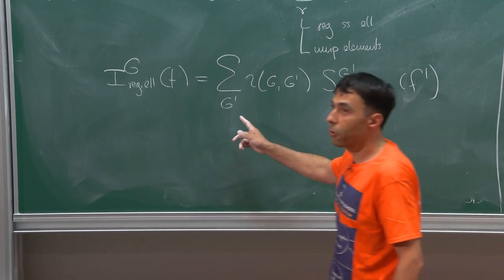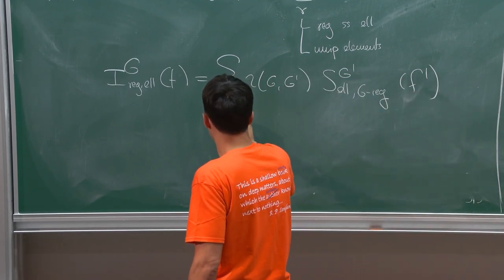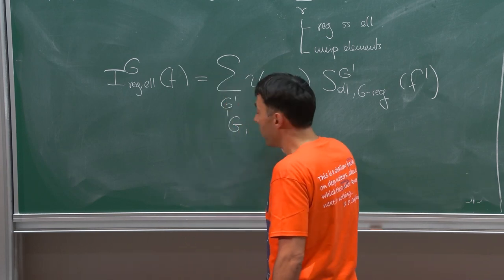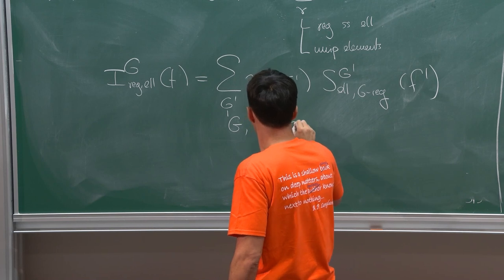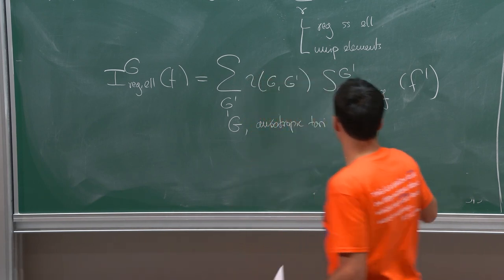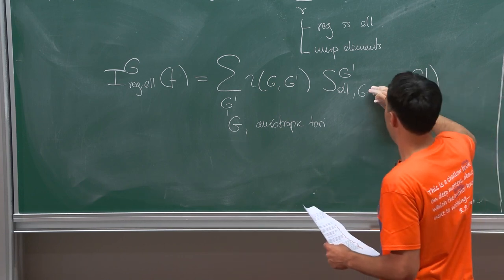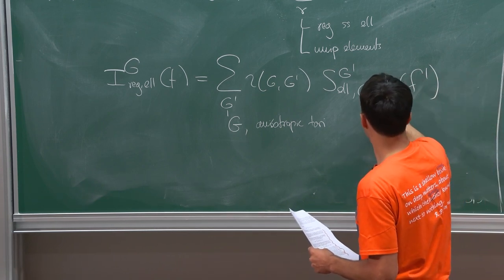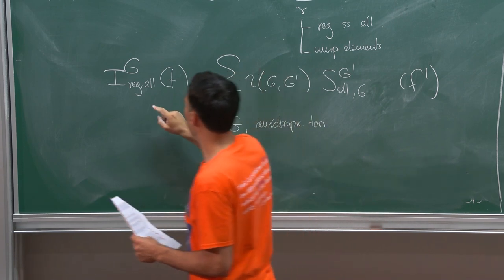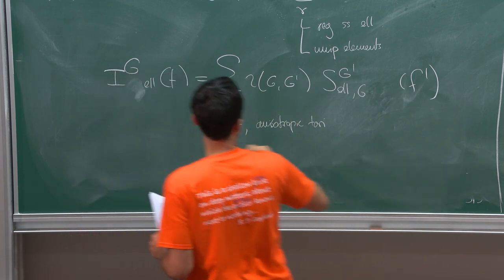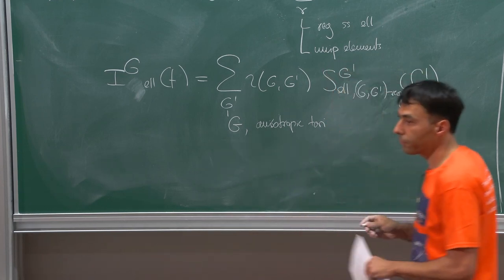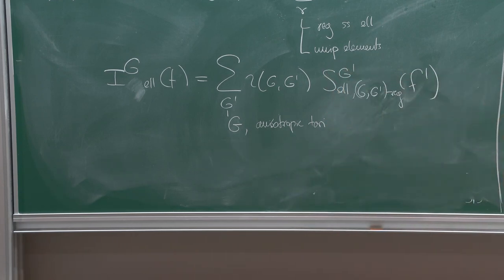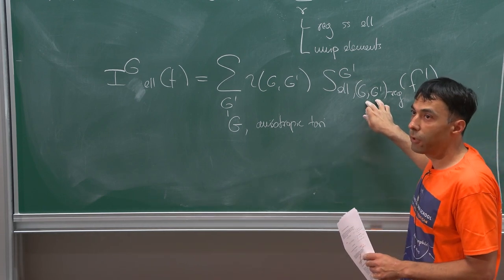Now, what endoscopic groups do we have here? Well, one of them is just G itself, and the other ones are anisotropic tori. We did the whole elliptic term, and we hit G, G prime regular. Now what happens if G is equal to G prime? Then G, G prime regular is just everything.